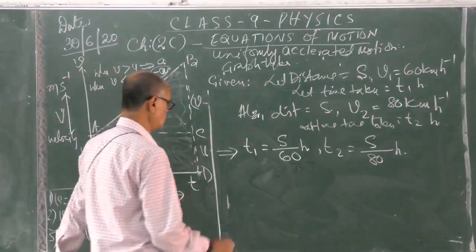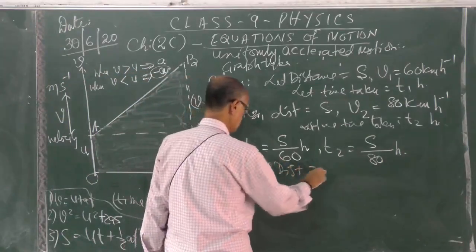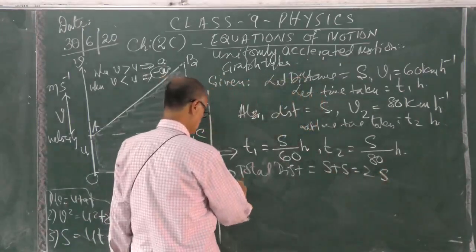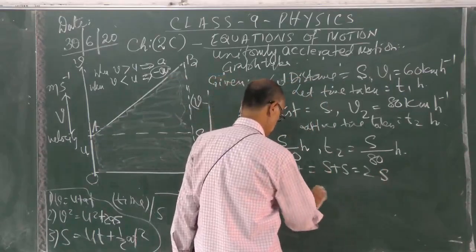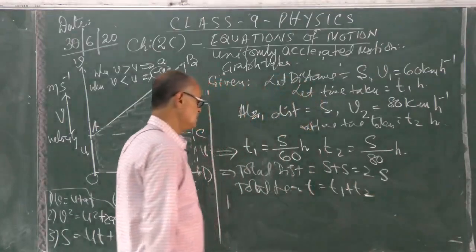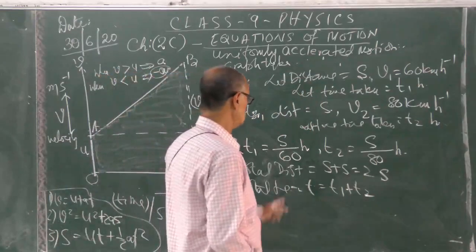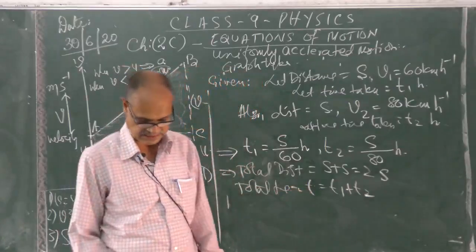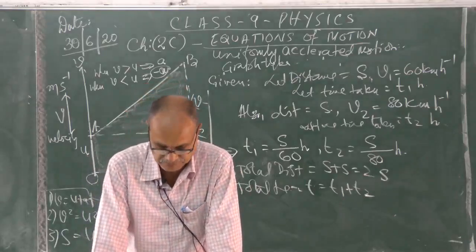Then what is the total distance? Total distance is s plus s, that is twice s, and the total time t is equal to t1 plus t2. So make an equation with that, the total time with the distances. From there we get the total distance and total time.